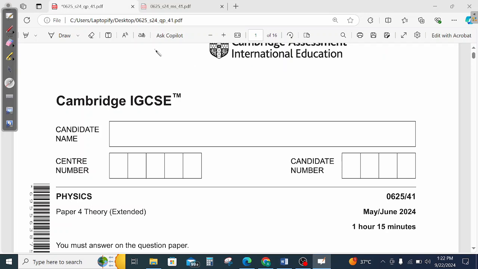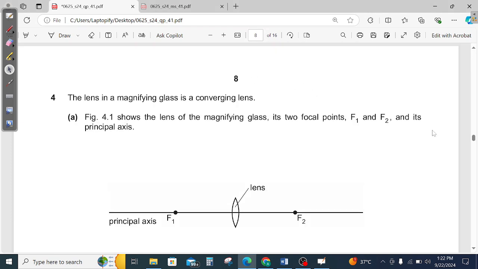Now, in the first lecture I have solved almost 3 questions in detail. Now we are moving towards question number 4, which is related to the chapter light. So look at that. The lens in the magnifying glass is a converging lens. This is the converging lens.